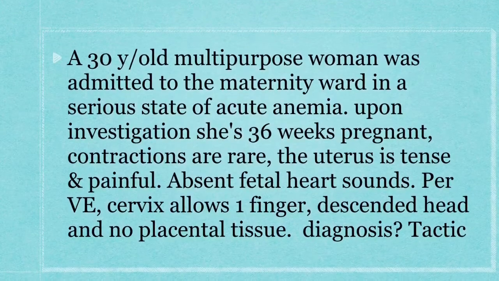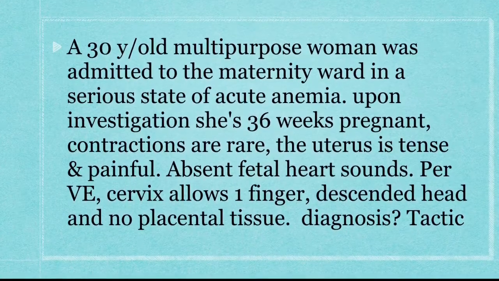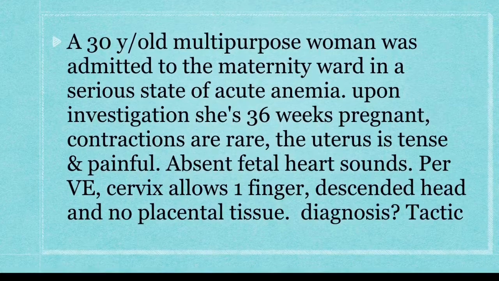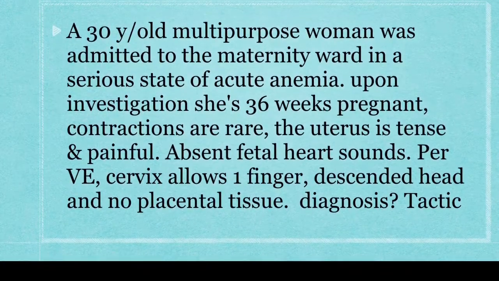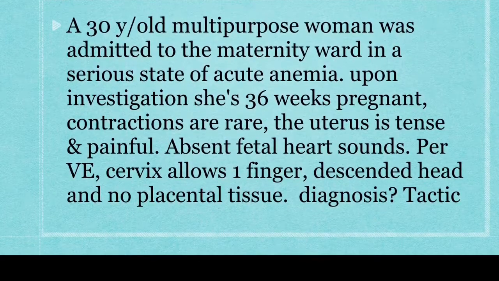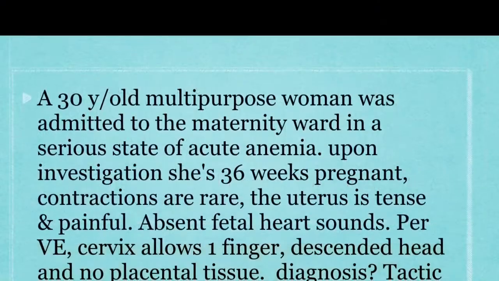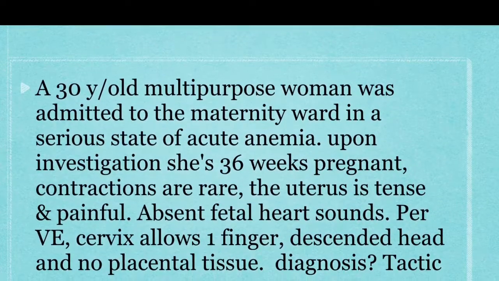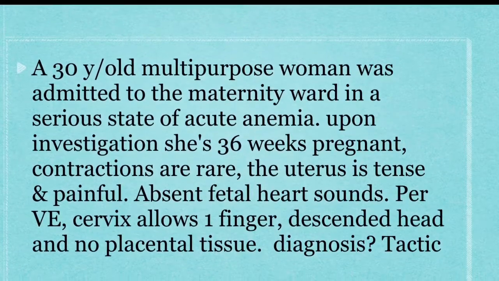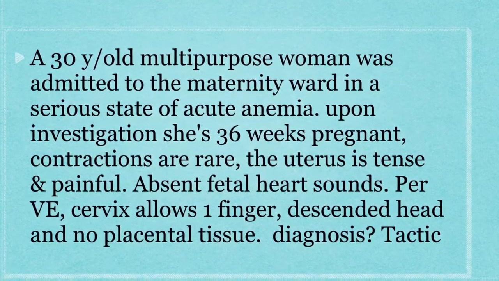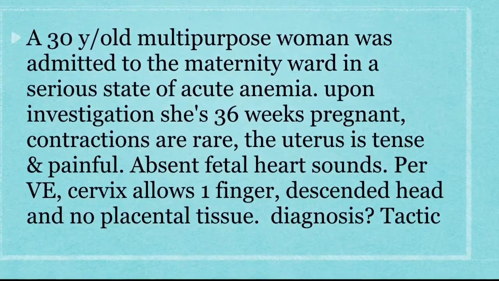Alright, so here's another case. A 30-year-old multiparous woman was admitted to the maternity ward in a serious state of acute anemia. Upon investigations, she's 36 weeks pregnant. Contractions are rare. The uterus is tense and painful. There is absent fetal heart sounds. Per vaginal examination, the cervix allows only one finger. The head is descended and there is no placental tissue. What's your diagnosis and tactic? I'll give you some time to think about that.